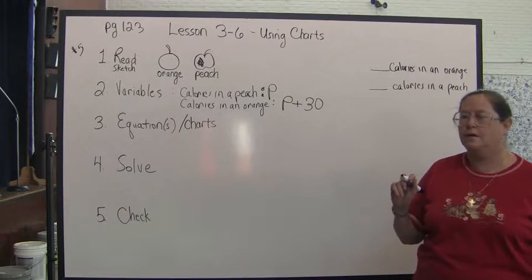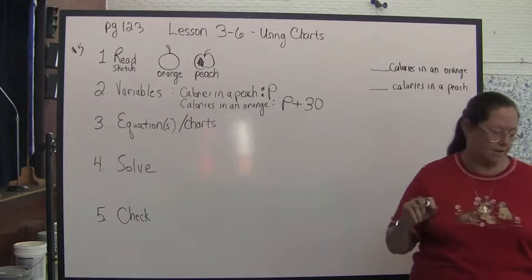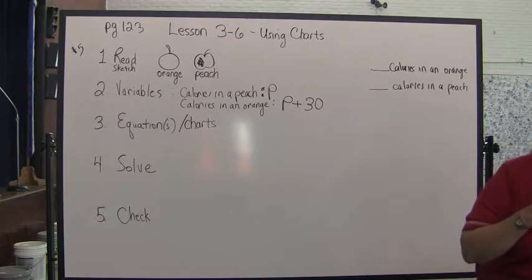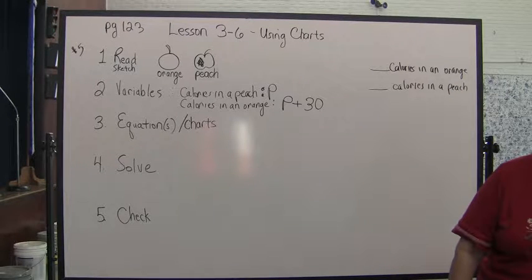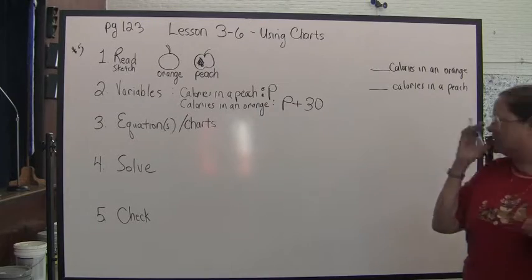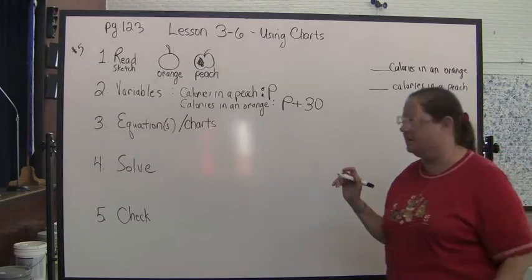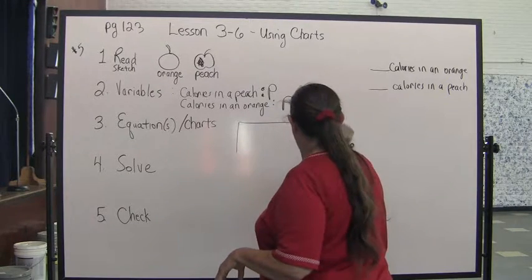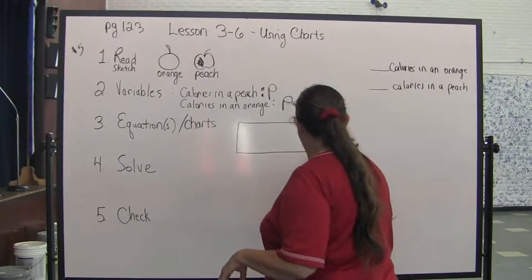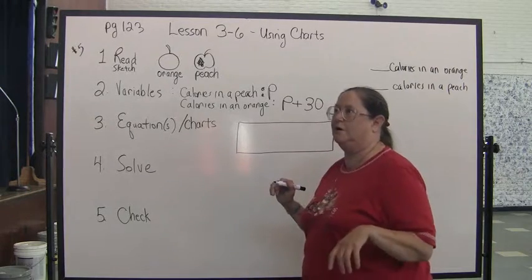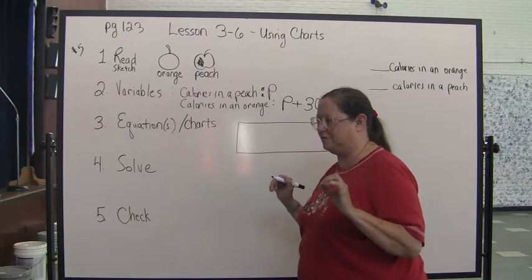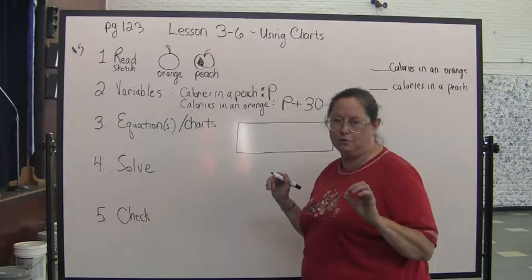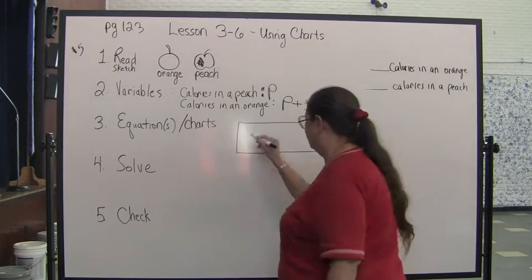Now we have another sentence in the problem. It says, number 2, 13 peaches have as many calories as 7 oranges. Here's where a chart might come in handy, because there's a lot of information there. So we're going to have a chart. You're going to come to find out that most of our charts have usually 3 rows and 4 columns, okay?